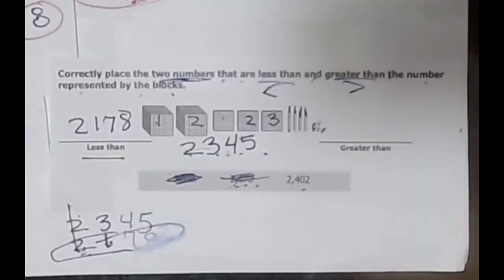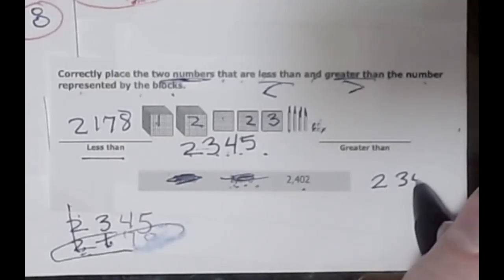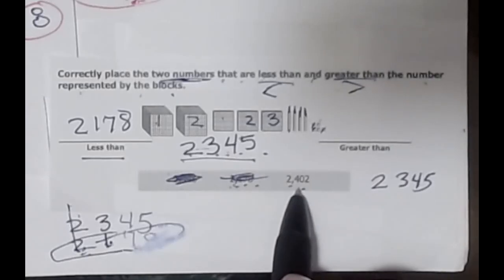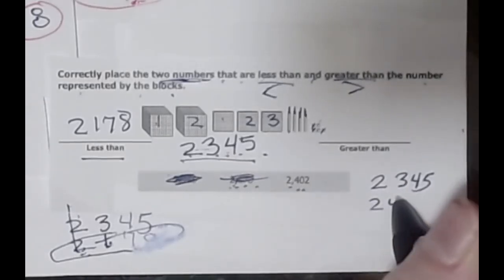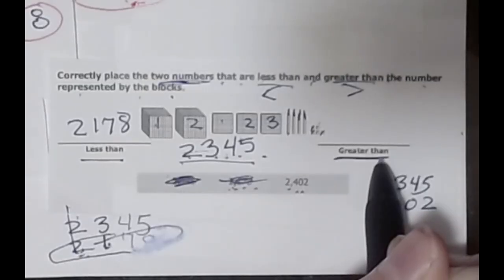I always like students to double check because it is so easy to make a mistake. So again, you'd come over and you would just double check. So your 2,345, which was the number being represented. And we're going to use our other number, 2,402. And again, this side we're looking for greater than.